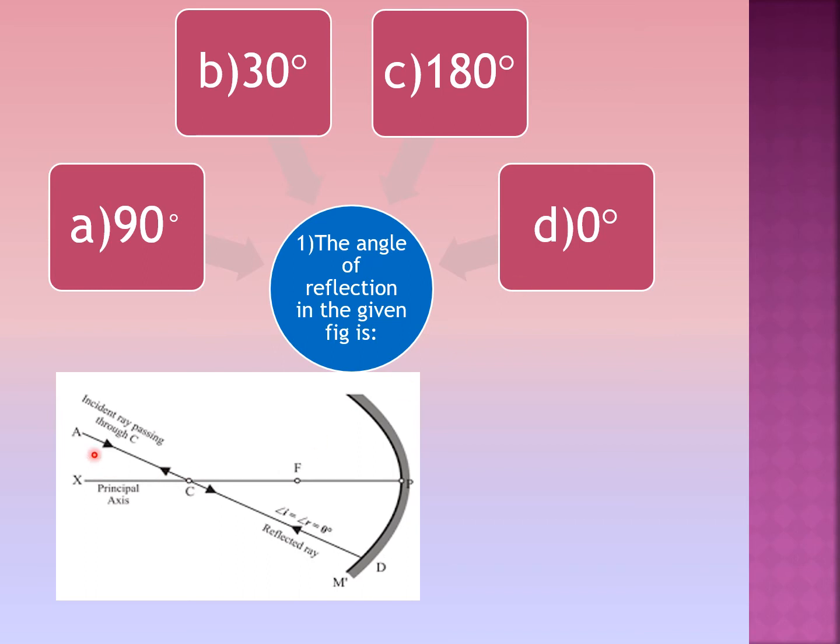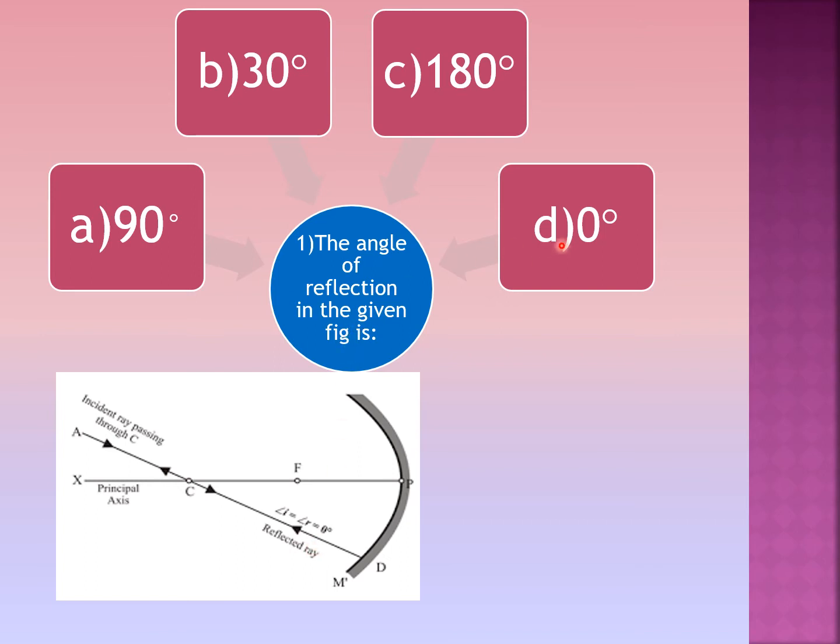But in this case, if your concepts are very clear, because it's a very fundamental thing, that if the light ray passes through the center of curvature, then it is reflected back along the same path. Why? Because this is the normal to the mirror. So if this is the normal, the angle of incidence, can you see here, is 0. And since it is reflecting back along the same path, along the normal only, the angle of reflection is also going to be 0. Hence the correct option here would be 0.